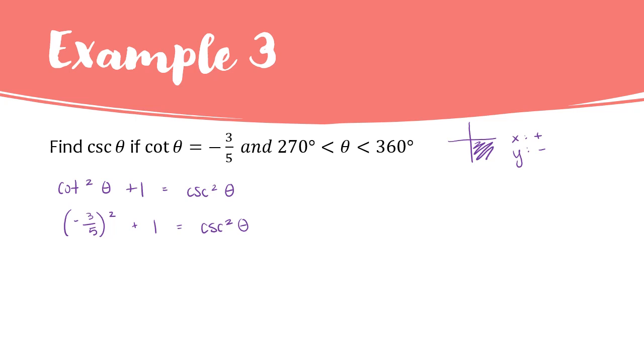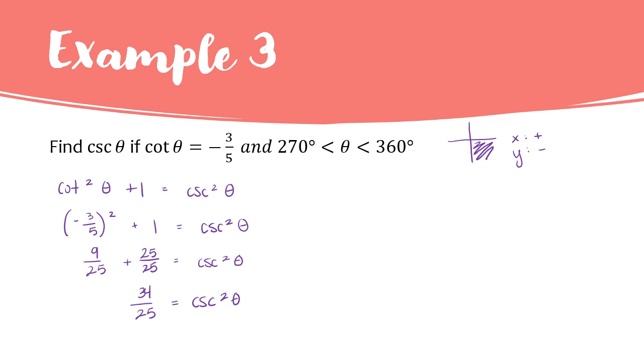Let's square negative 3/5. So we're going to end up with 9/25 plus 1 is equal to cosecant squared. In this case, why don't we put that 1 into 25ths. So 1 is the same thing as 25/25. Now we can actually add these fractions together, and we would get 34/25. That's equal to cosecant squared.